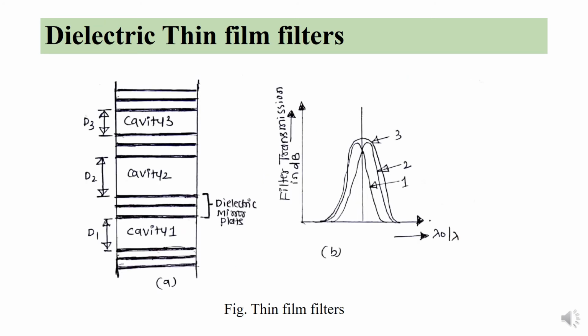Dielectric thin film filters are used as optical band pass filters. These are the ones which allow a very narrow wavelength band to pass through them and reflect all other wavelengths. Figure A shows a number of cavities which are constructed using dielectric mirror plates, and figure B shows the transmission versus wavelength plot, wherein it shows the narrow wavelength bands that are passing through and reflecting the other wavelengths. So these dielectric thin films are based on the principle of the Fabry-Perot cavity.